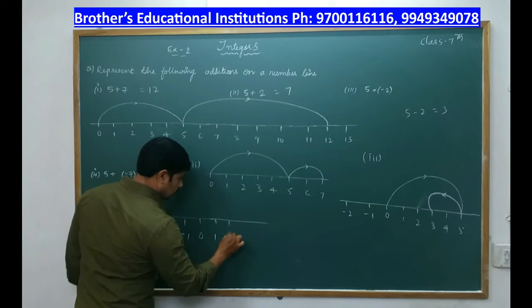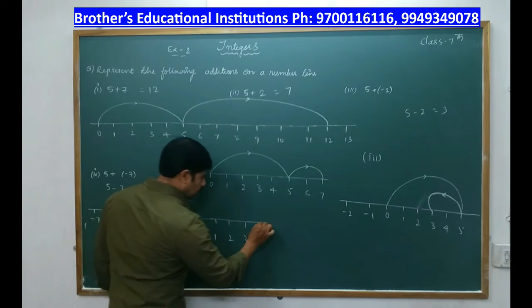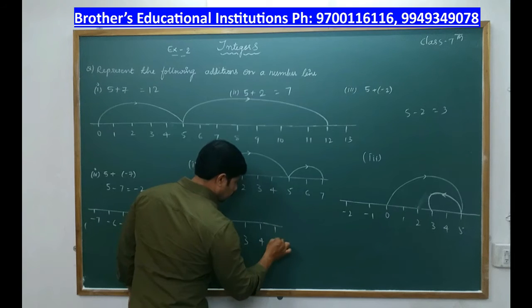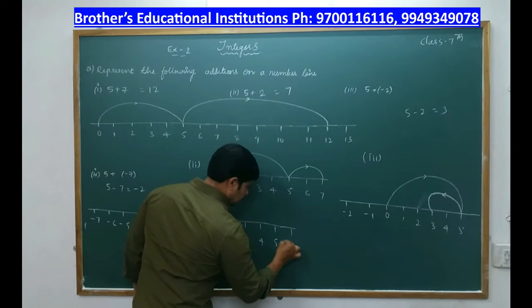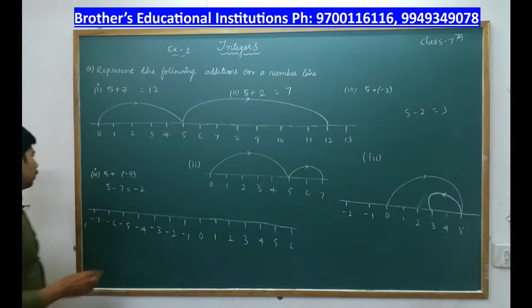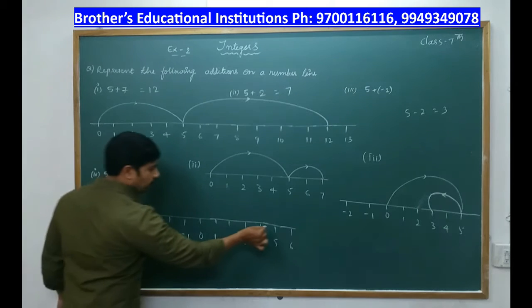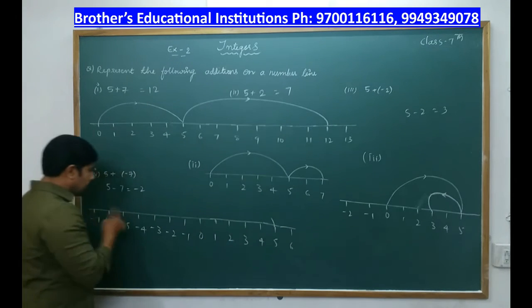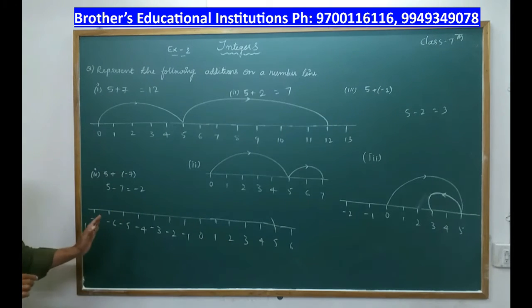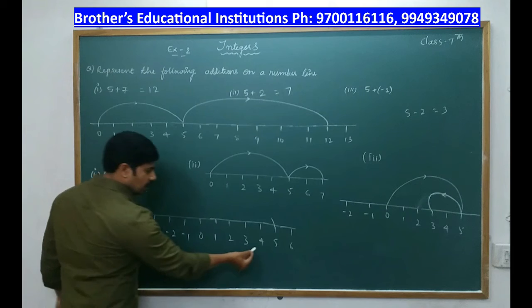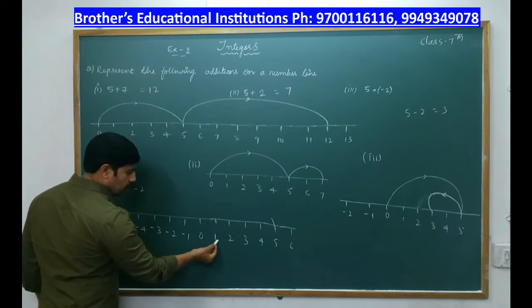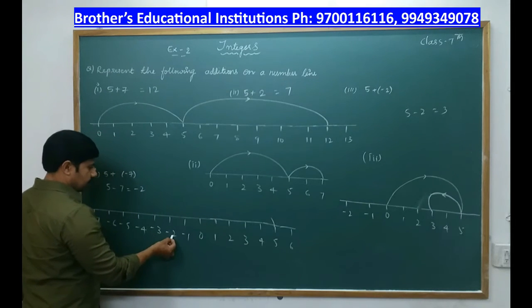1, 2, 3, 4, 5, 6. Some numbers I took. Now start with 5. As it is a negative, move to the left. Count 7 steps. 1, 2, 3, 4, 5, 6, 7.